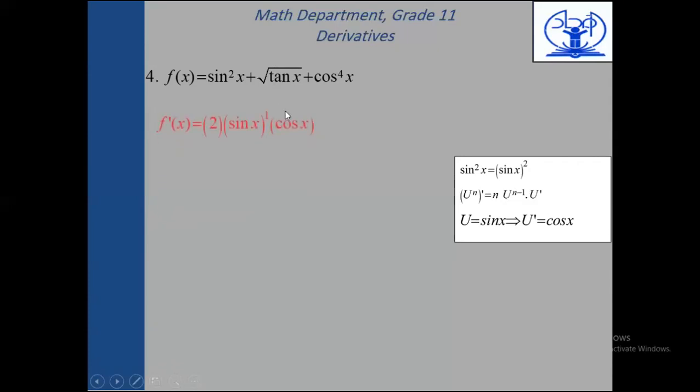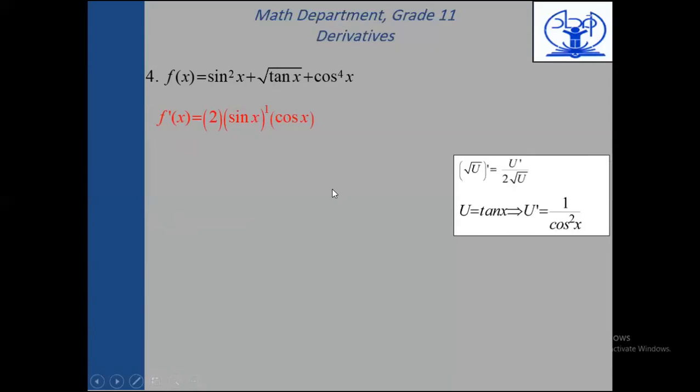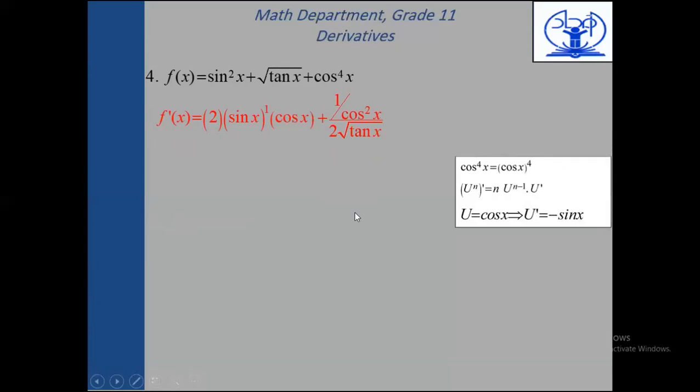What about radical tangent x? This is in the form radical u. So the derivative will be u prime over 2 radical u, and u prime here is 1 over cosine squared x, because we mentioned that the derivative of tangent x is 1 over cosine squared x. What about cosine to the power 4 of x? Again, it's in the form of u to the 4. So the derivative will be 4u to the power 3 times u prime, which is minus sine x. So cosine to the 4 of x matches with u to the n.